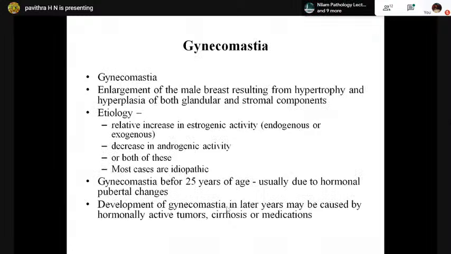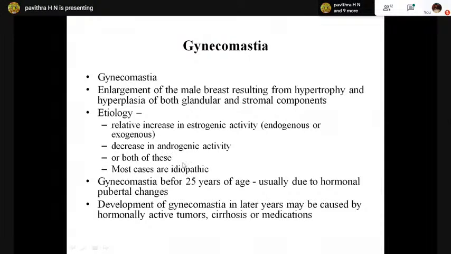So let's discuss gynecomastia. Gynecomastia is enlargement of the male breast resulting from hypertrophy and hyperplasia. There is both hypertrophy as well as hyperplasia of both glandular and stromal components. Etiologically, there is a relative increase in the estrogen activity. Estrogen can be either endogenous or exogenous, or there is a decrease in the androgenic activity, or both of these.